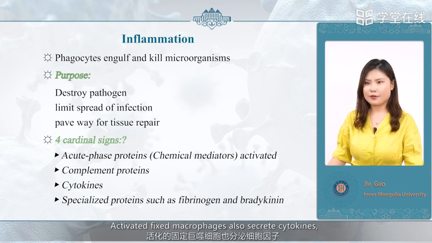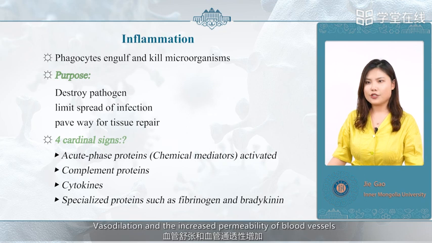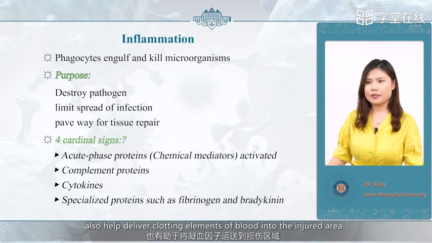Active fixed macrophages also secrete cytokines, which bring about vasodilation and increased permeability. Vasodilation and the increased permeability of the blood vessels also help deliver clotting elements of blood into the injured area.